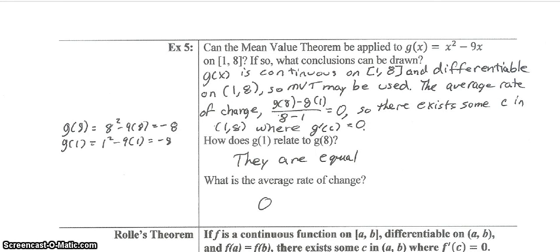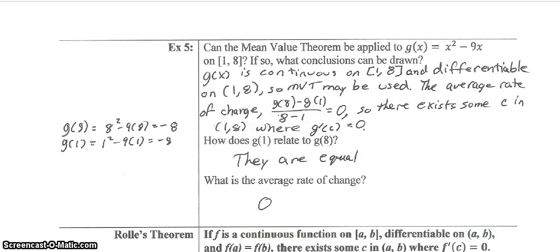And then the same thing as we go along here. Continuous and differentiable. Got another polynomial. So this time the average rate of change is 0. Okay, and so there's some c in that interval, someplace between 1 and 8, where the derivative is equal to 0. Well, there's your average rate of change, and that's because your endpoints on the closed interval are equal. So g of 1 and g of 8 are equal.